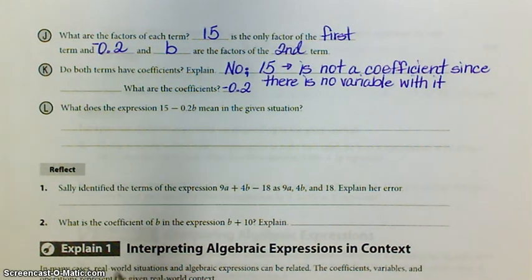What does the expression 15 minus 0.2b mean in the given situation? Well, it means that if Fred has a coupon, 20 cents is going to be subtracted from the price of every bottle in the case. If Fred doesn't have a coupon, then the cost of the case is $15. Okay? And y'all can write that down. Just a little summary of what I said.